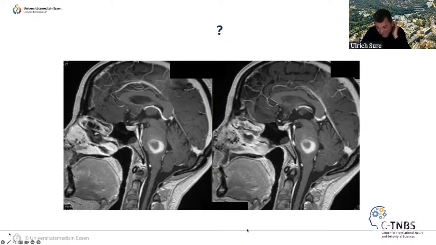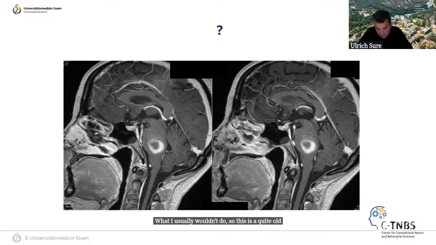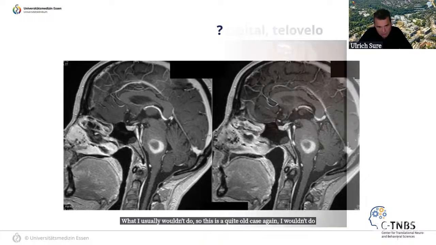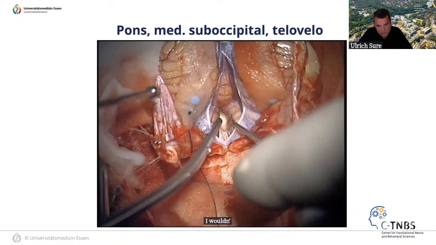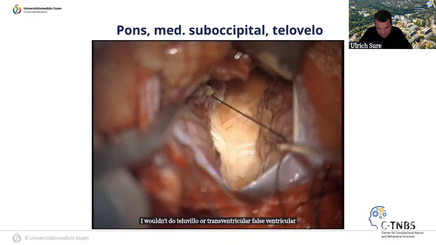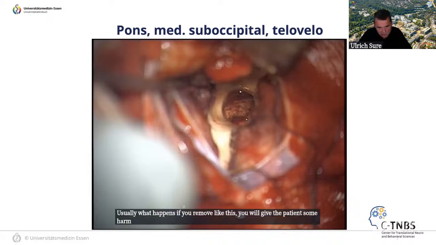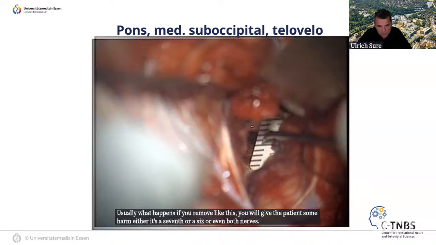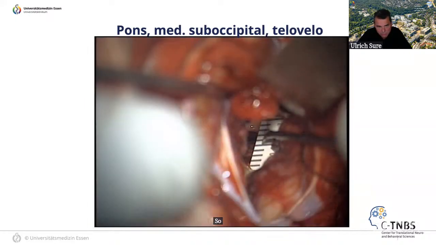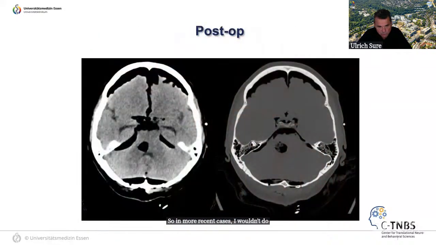What I usually wouldn't do, so this is a quite old case again, if I can avoid that, I wouldn't do a telovelar or transventricular approach, because in this lesion, as you can see here, the stria medullaris are below. Usually what happens if you remove it like this, you will give the patient some harm, either to the 7th or the 6th or even both nerves. So in more recent cases, I wouldn't do such an approach.